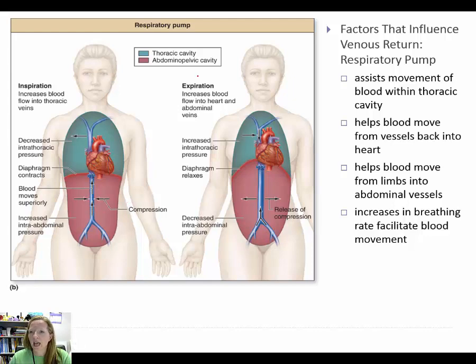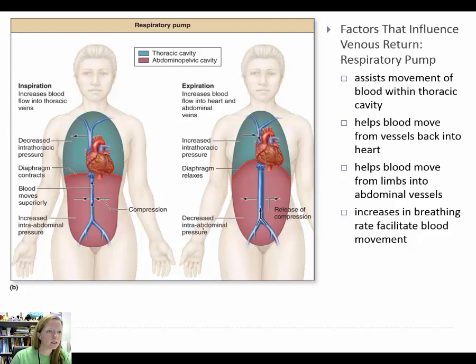But that's going to help increase blood flow into these thoracic veins. And then whenever we exhale, that is going to help move the blood that we just squeezed into the thoracic veins, and it's going to help increase it into the heart. And also it's going to help increase it into the abdominal veins, so it can go through the whole kind of circuit that way. So this whole inspiration, expiration is going to help facilitate blood movement as well.